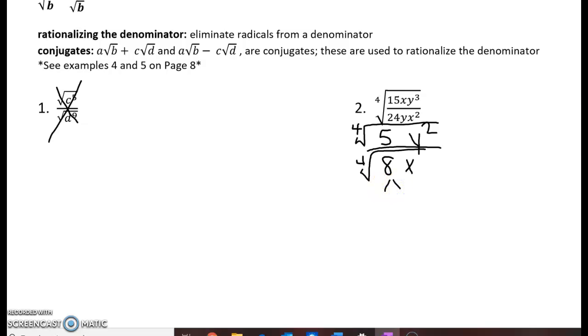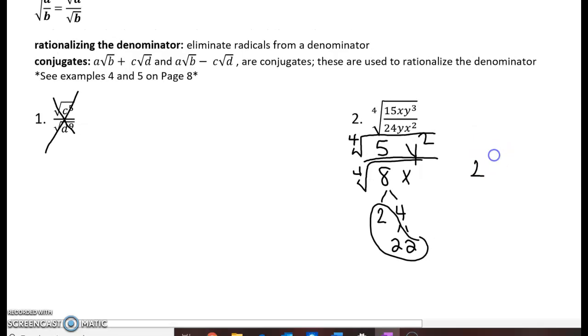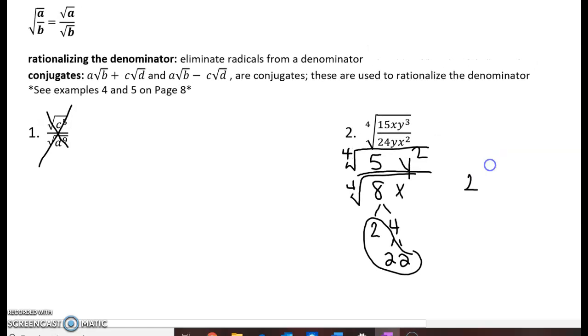So on the 8 on the bottom, this is 2 and 4, 2 and 2. So 3 2's, I needed 4. But what I'm going to do is rewrite it as 2 to the 3/4, with an x to the 1/4, over the fourth root of 5y squared.